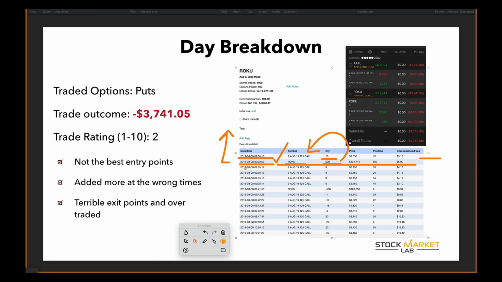Now, when we go down, you can see at 935, I added 30 more contracts, right? I added 30 more contracts right now. The issue with the 30 more contracts is I added it at a good point, but the problem I had here, and it doesn't give it a bad rating, was just the fact that after I added 30 more contracts, you guys can also see the prices I paid. I paid a relatively very similar price.